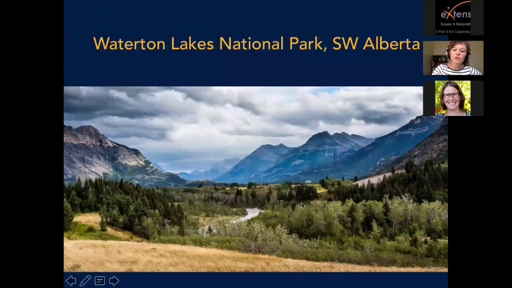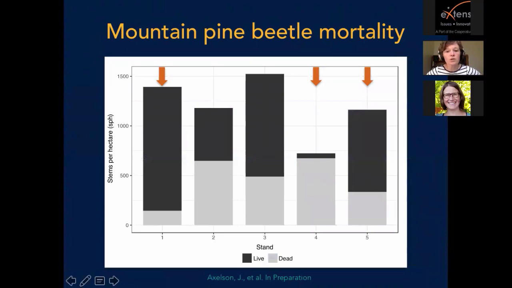In the late 1970s and early 80s, there was a mountain pine beetle outbreak in this park, and being a national park, nothing was done. So it gave us an opportunity to see a long-term trajectory of recovery. The study was initiated by a CFS scientist in the 80s, and they were primarily interested in quantifying the degree of overstory mortality.